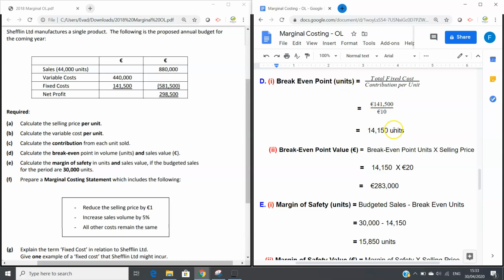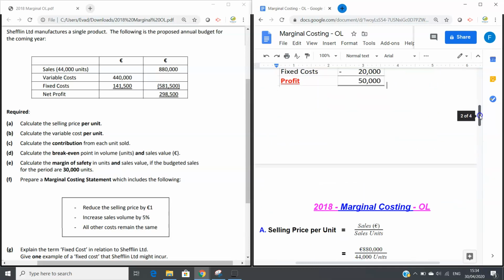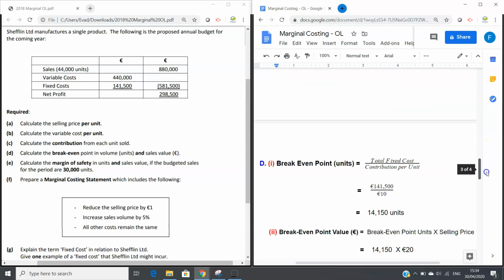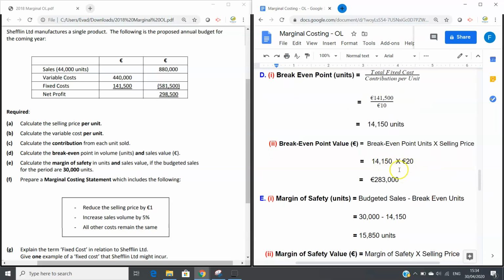Okay, it's very important to label it units. So the second part, remember, was break-even point, sales value. So not volume, my apologies, value. So your answer is going to be in euro. The formula is break-even point units by the selling price. So break-even point units, we just calculated a second ago, 14,150, and the selling price is €20. Again, we calculated that in part A. Multiply the two, and it's €283,000.